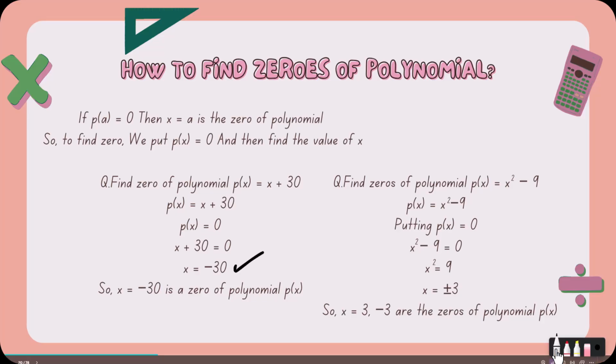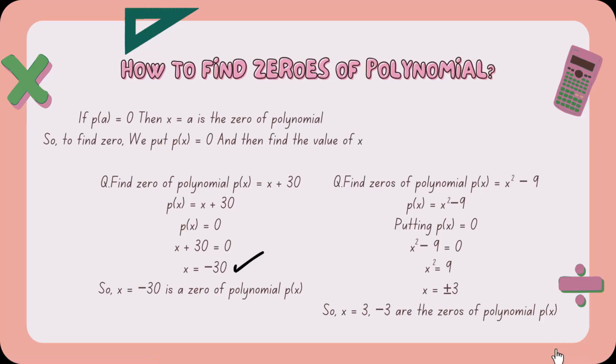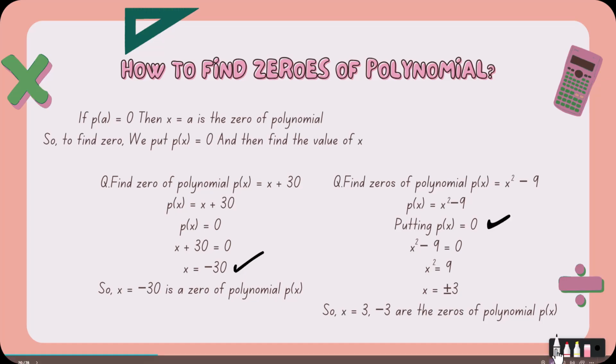So what is our 0? Our 0 is minus 30. Let's see the next question. We have p of x equal to x square minus 9. We'll put p of x equal to 0. So x square minus 9 is equal to 0. x square is equal to 9. x is what? Plus or minus 3, right? So 3 and minus 3 are the zeros of p of x.